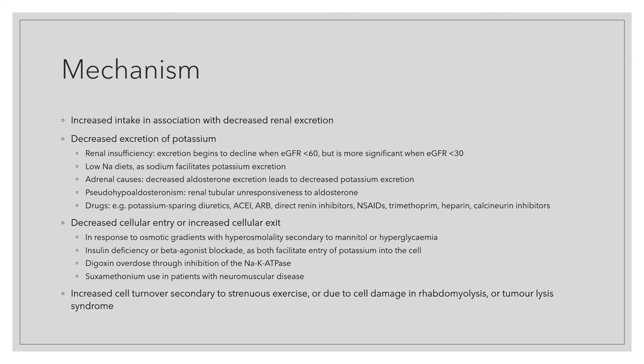Finally, increased cell turnover can occur secondary to strenuous exercise or to cell damage in rhabdomyolysis or tumor lysis syndrome, causing a subsequent release of potassium.